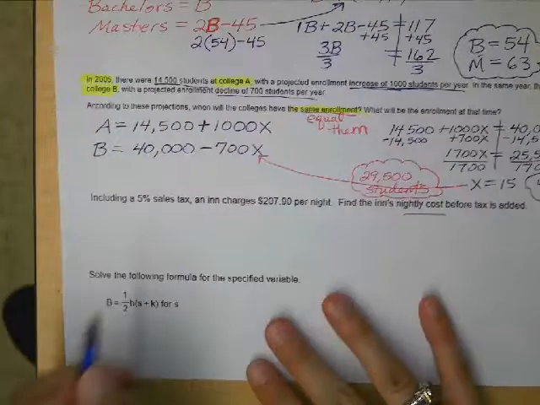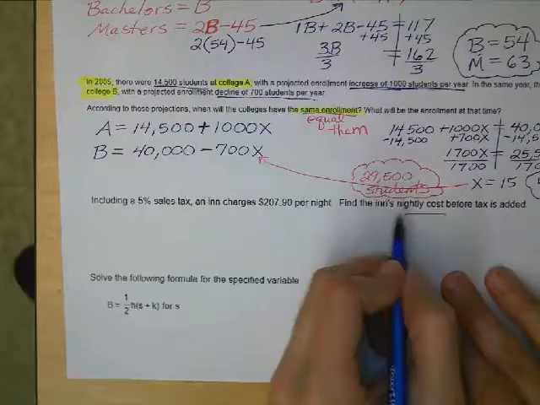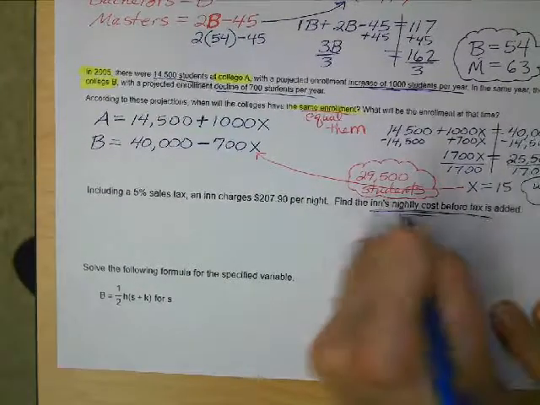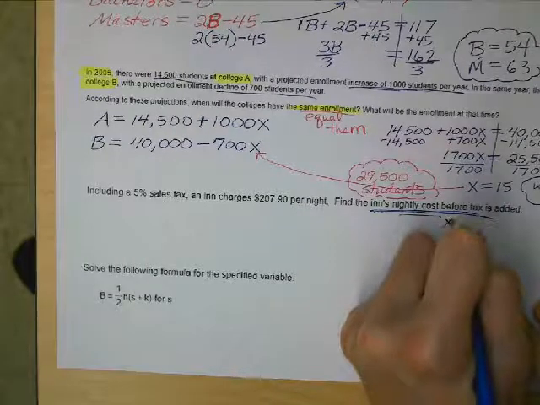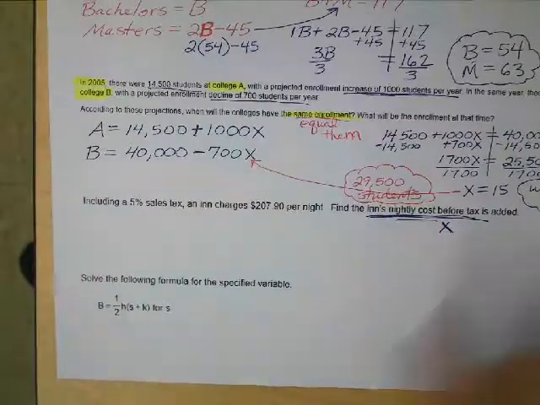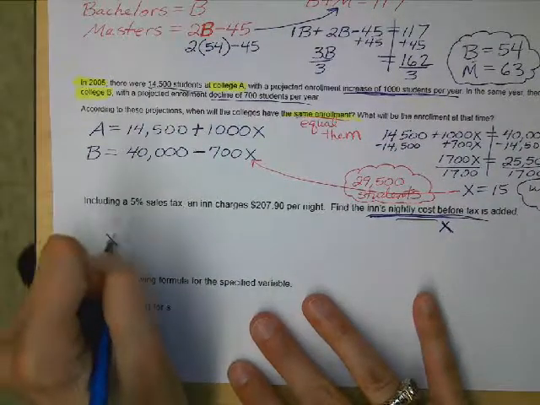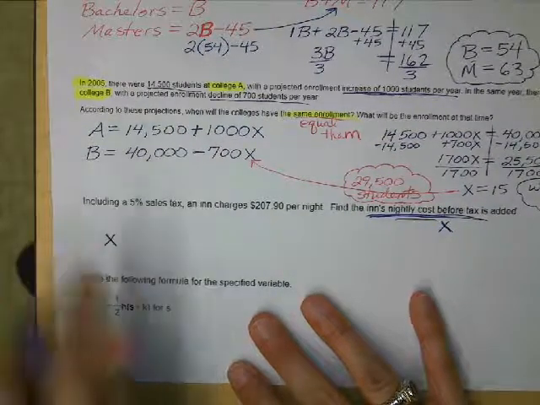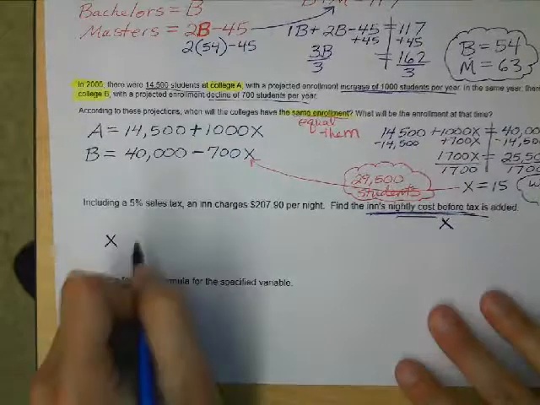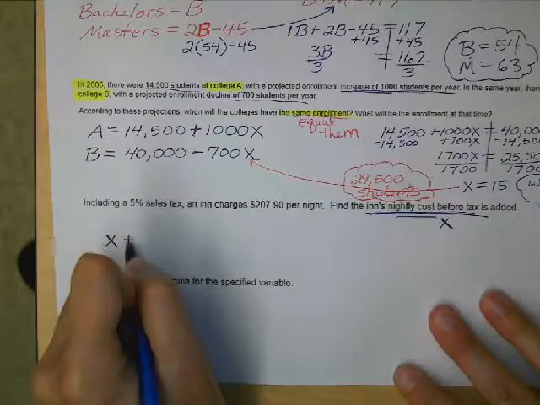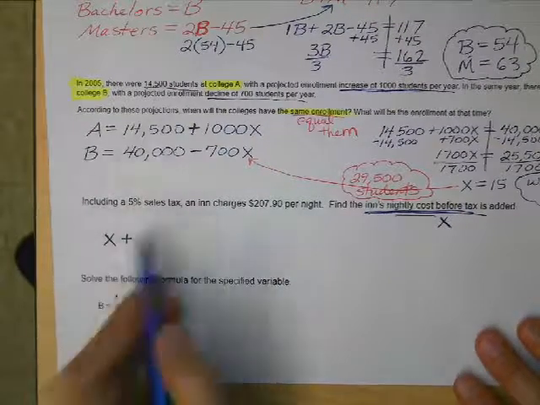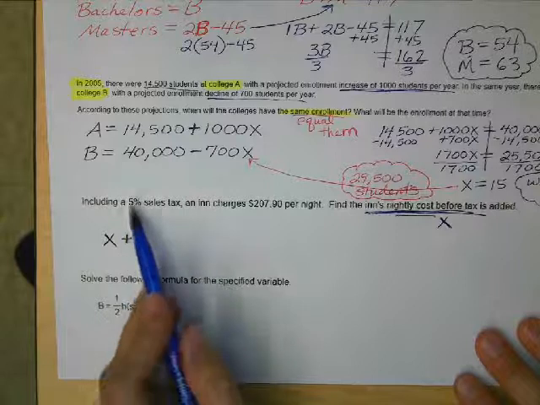So you need to think of it like this. The inn had a cost before the tax was added. The inn's nightly cost before tax, you could say that's X, before they add anything. So before they added the tax, it was just some certain price. That's what we're trying to figure out. What was the X before they added the tax? Well, then they added tax. Tax is always added. And the tax that's added was 5%.